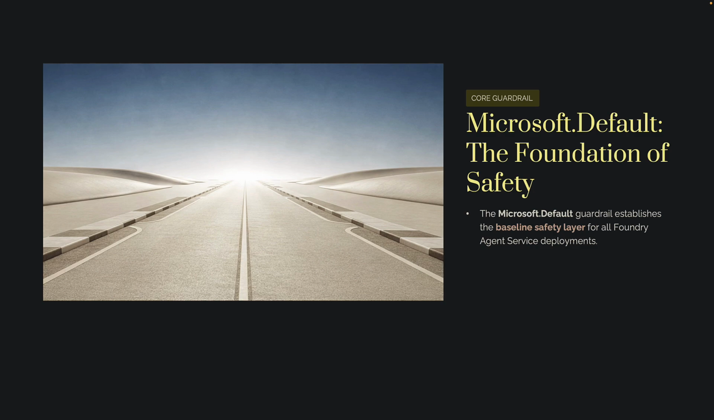But it's very important to understand what was there in the Microsoft default, right? As it says, the Microsoft default guardrail establishes the baseline safety layer. It was at a very foundational level when they started. If you ask me what it covered, it was basically a predefined set of controls which covered things like hate, sexual content, violence, self-harm, prompt attacks. All these were covered in that. And it is automatically applied to ensure every AI interaction meets the fundamental ethical and safety standards. So any agent that you were creating, this guardrail was automatically attached to it, which was Microsoft default, right?